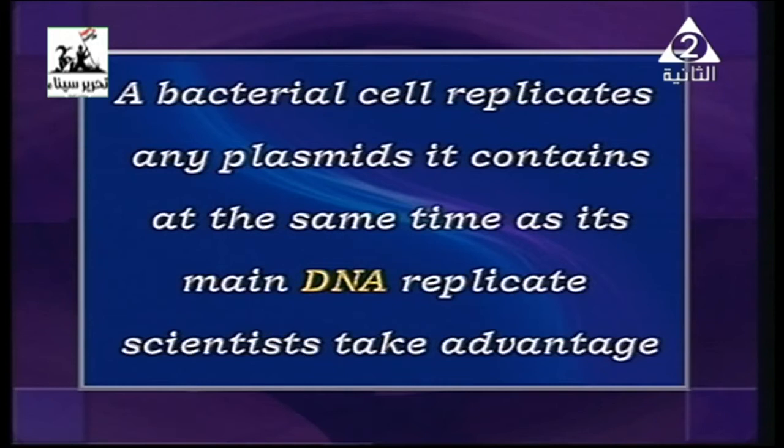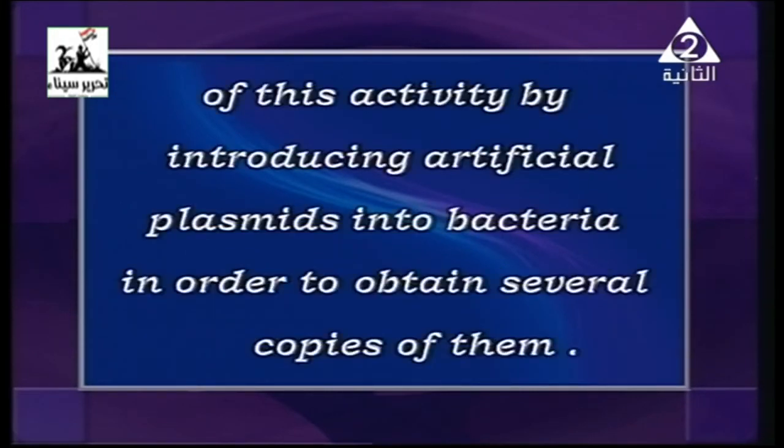A bacterial cell also replicates any plasmid it contains at the same time as its main DNA replicates. So scientists take advantage of this by introducing artificial plasmids into bacteria. For what? Why did they do this experiment? I mean, they introduce the artificial plasmid into bacteria to obtain several copies of these bacteria.